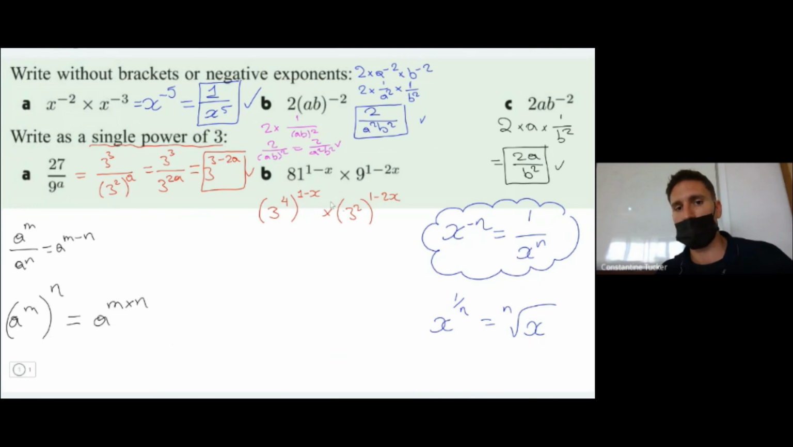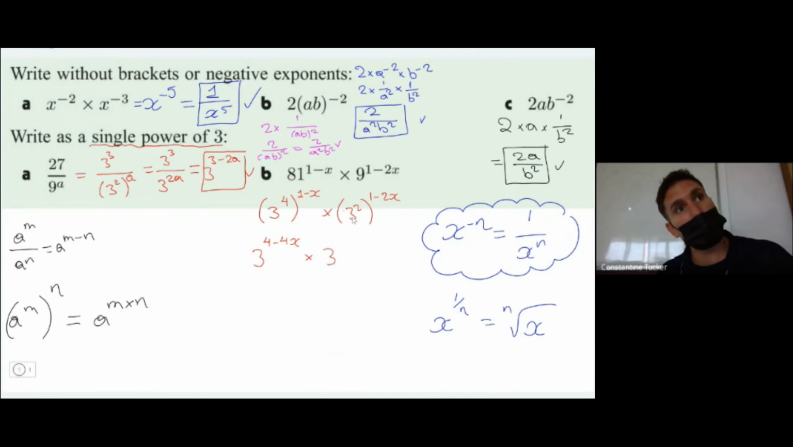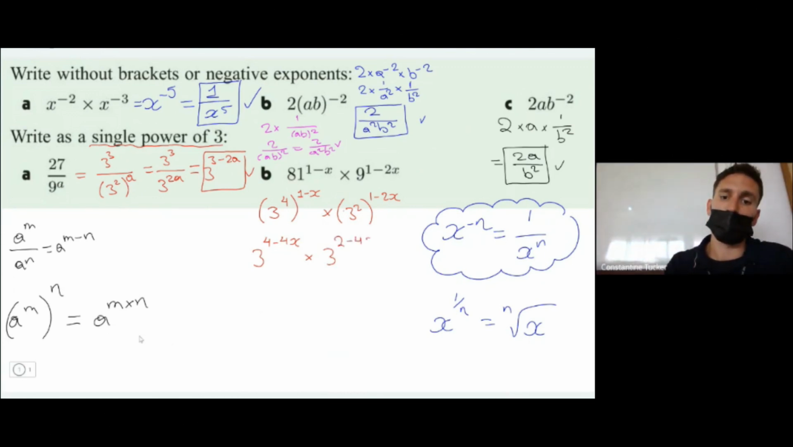So how do we expand the bracket here? 3 to the power of 4 to the power of 1 minus x. Exactly. 3 to the power of 4 minus 4x times 9 to the power of 1 minus 2x. Actually, we want to keep the 3 and we want to do something with the powers. 3 to the power of... Thank you so much, guys.